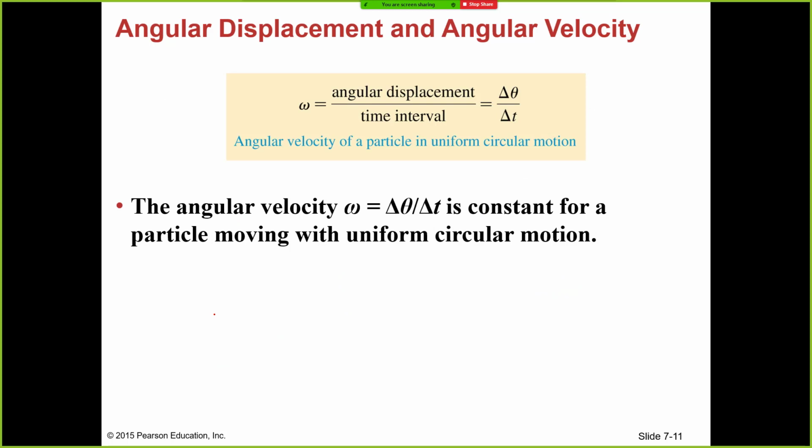So angular velocity is just like linear velocity. Linear velocity is change in position over change in time, or displacement over time. So in case of angular velocity, it's delta theta over delta t, okay? Or angular displacement over time. And if omega is constant, then the motion is uniform motion. Okay? So it's called uniform circular motion if omega is constant, if the angular velocity is constant.